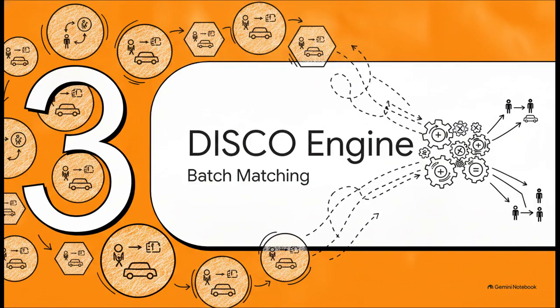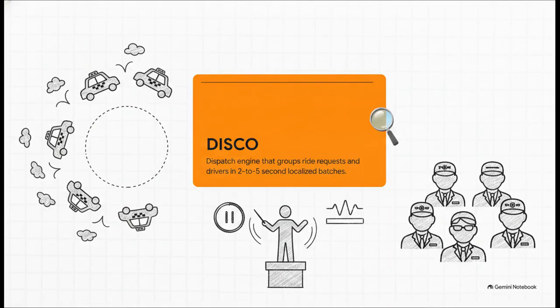Part 3. Disco and batch matching. Okay, now that everyone is neatly indexed in these specific geographic cells, the heavy lifting of pairing riders with drivers is handed over to a highly specialized optimization engine that completely rewrites how dispatching works. Enter Disco, the dispatch optimization engine.